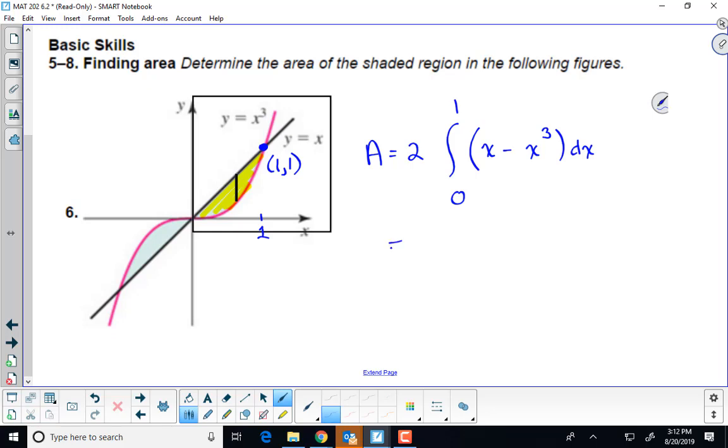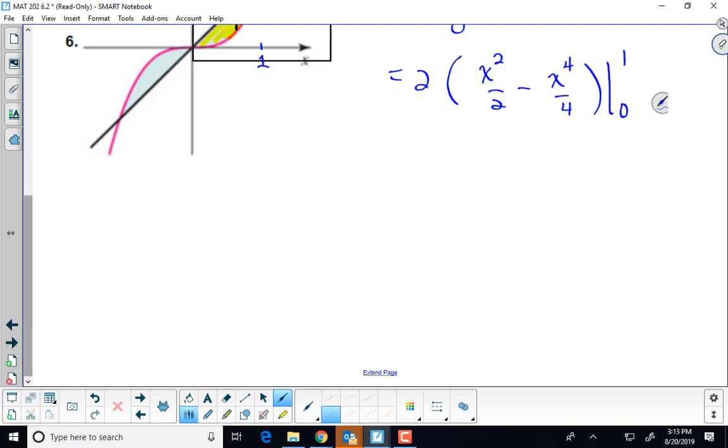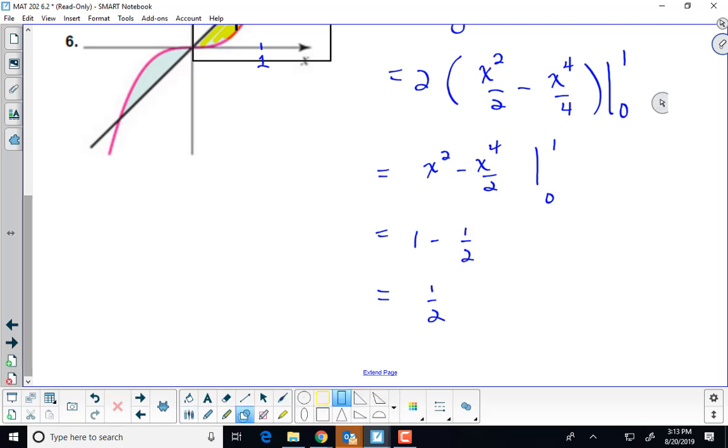So we go ahead. The 2 is out in front. And we end up with x squared divided by 2 and x to the 4th divided by 4, from 0 to 1. We can distribute the 2 if we want, just to clean it up a little bit. And with the fundamental theorem of calculus, we plug in the 1, we plug in the 0, and we take the difference. Plugging in the 0 doesn't contribute anything, so we really just need to focus on plugging in the 1. 1 minus 1 half. So 1 half. That is the area between those two curves.